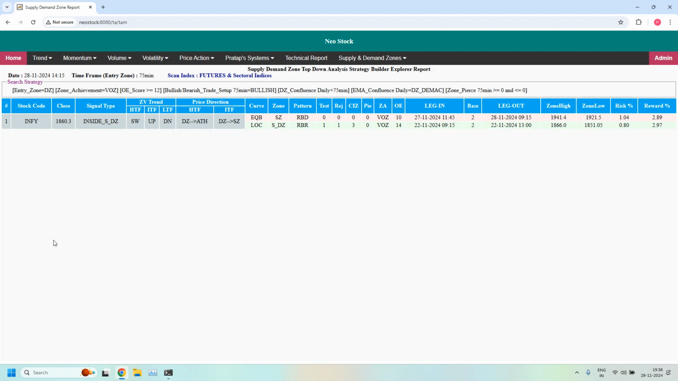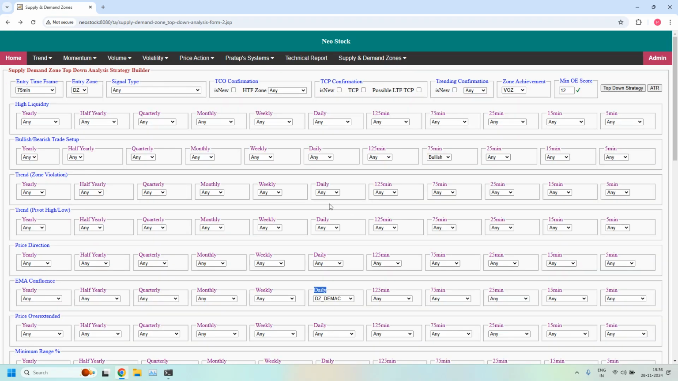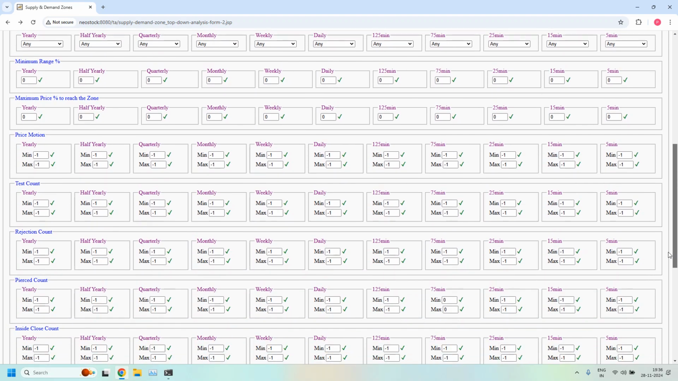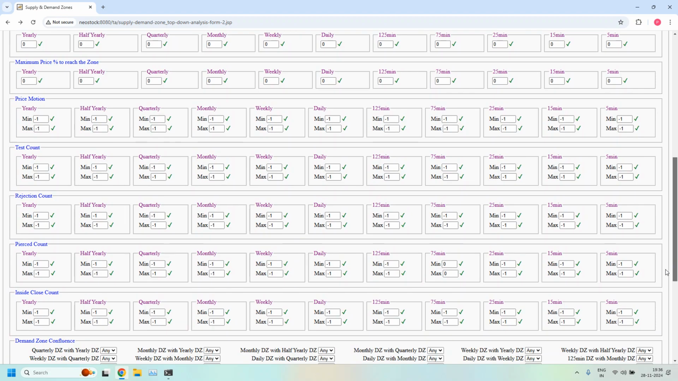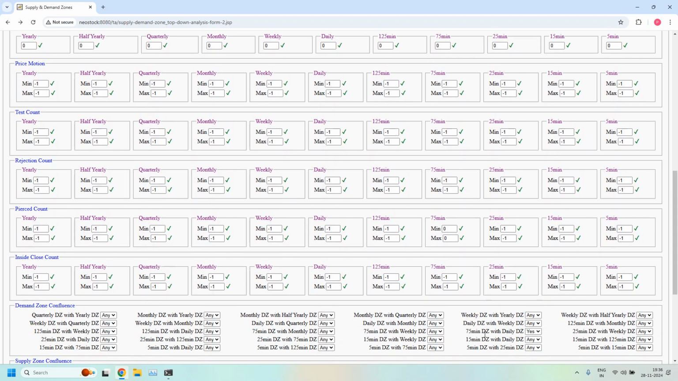LTF, ITF, HTF demand zone confluence. That is 75 minutes, daily and weekly. First we have to remove the EMA filter. So in the demand zone confluence, 3 filters we need to set. One filter is already enabled, that is the daily demand zone: 75 minutes demand zone with daily demand zone confluence.